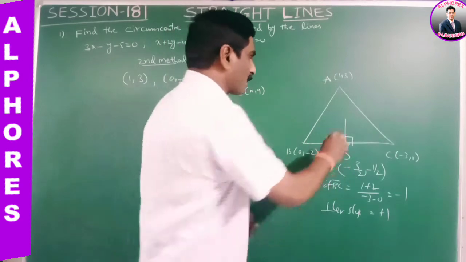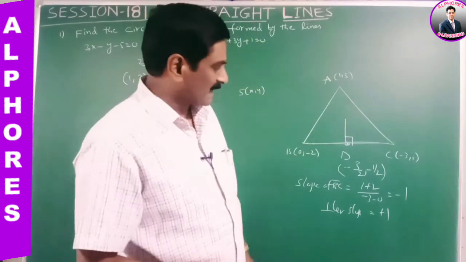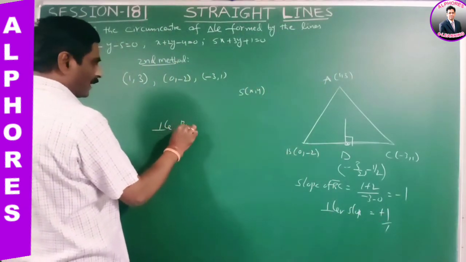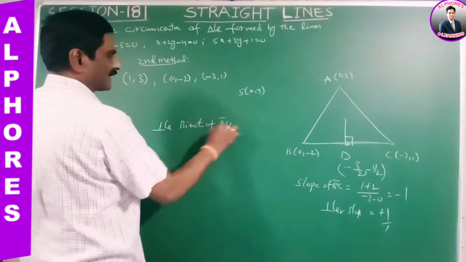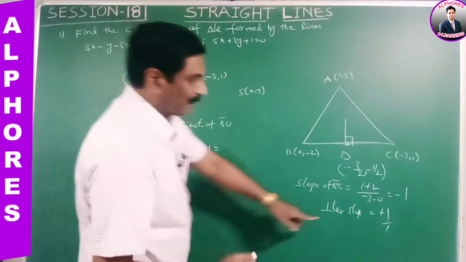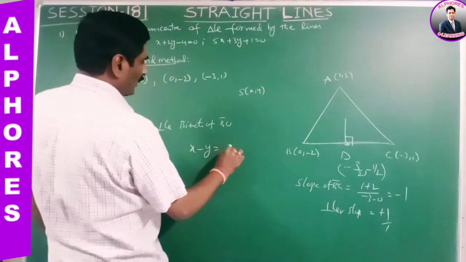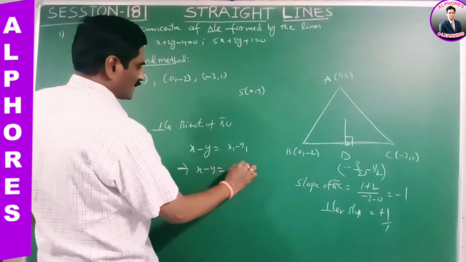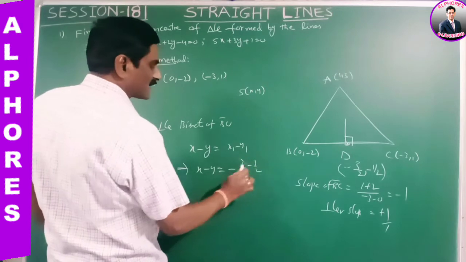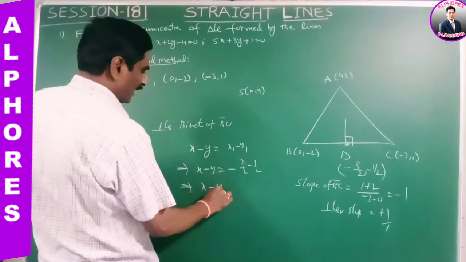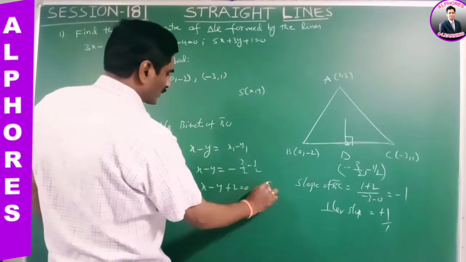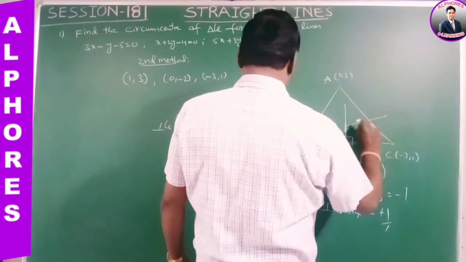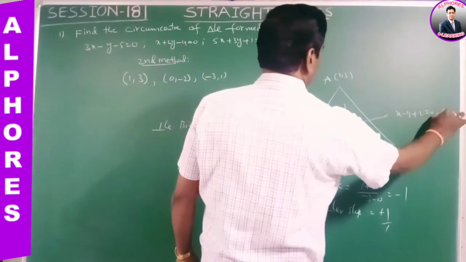So what is the equation of this perpendicular bisector? y - y1 = m(x - x1), where the slope here is 1. So the perpendicular bisector of side BC is x - y = x1 - y1. Here (x1, y1) is (-3/2, -1/2). That means x - y = -3/2 + 1/2, which is -4/2, so x - y = -2. That is x - y + 2 = 0. Say this is equation number 1. So the perpendicular bisector of BC is equation 1: x - y + 2 = 0.